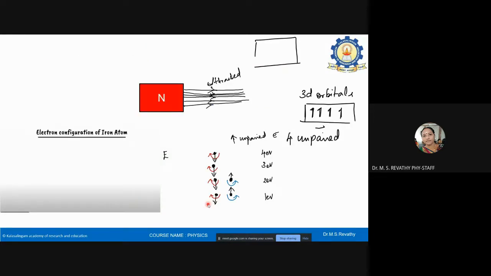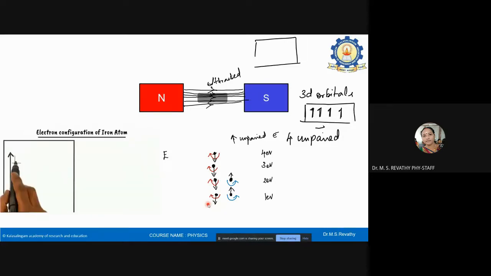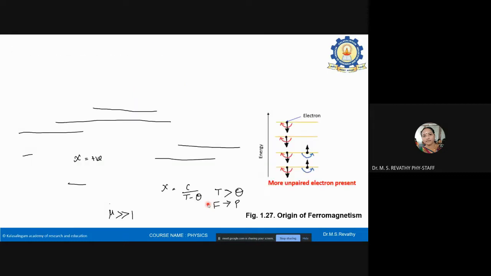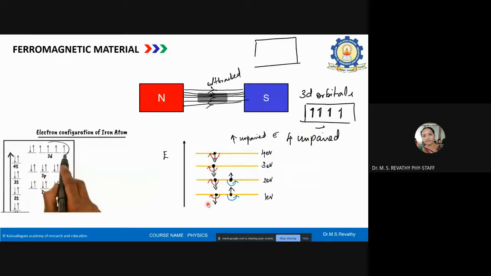So now let us see the properties of ferromagnetic material. I've just taken a ferromagnetic substance. Now it is placed in a magnetic field. The lines of force are attracted more. On the left side, I've shown you the electronic configuration of the iron atom.